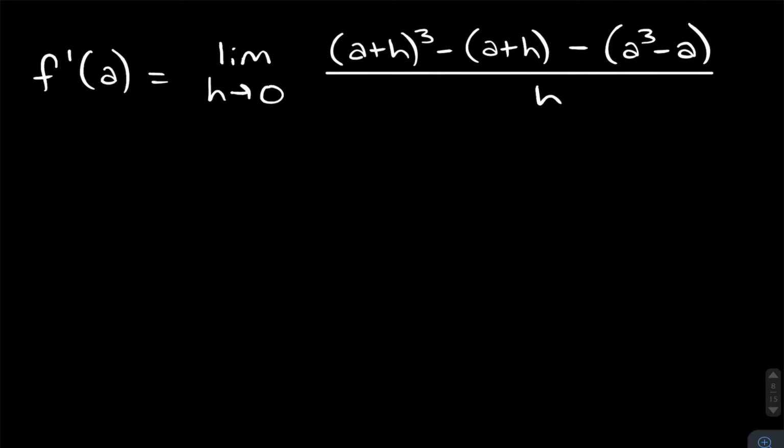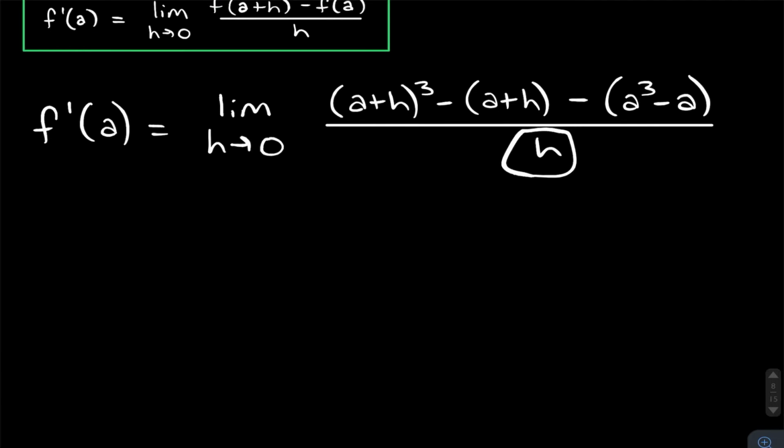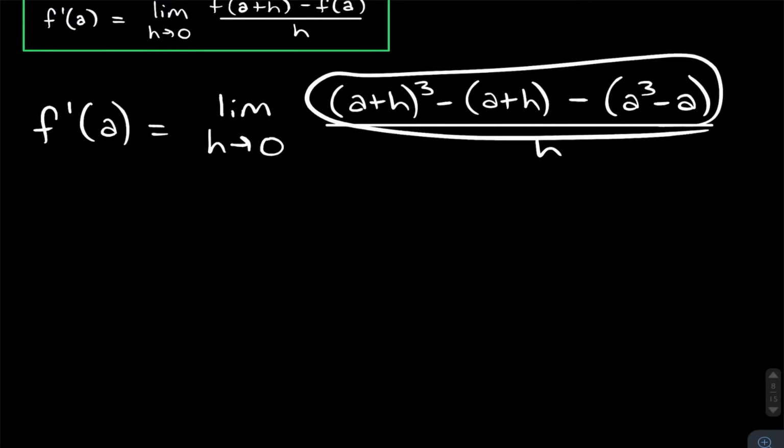And you'll see here that we have an h in the denominator that goes to 0. So we're going to get a 0 in the denominator if we just plug in, right? So our goal is going to be to cancel out that h, okay? And of course, you'll see here too that we get a 0 in the numerator as well.